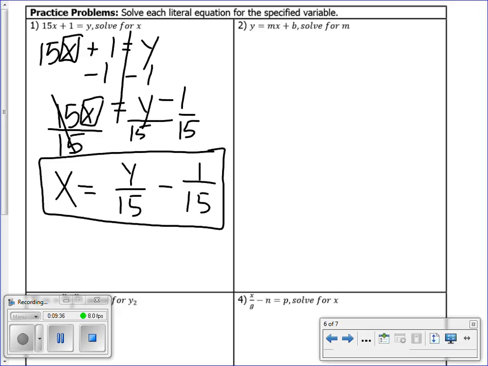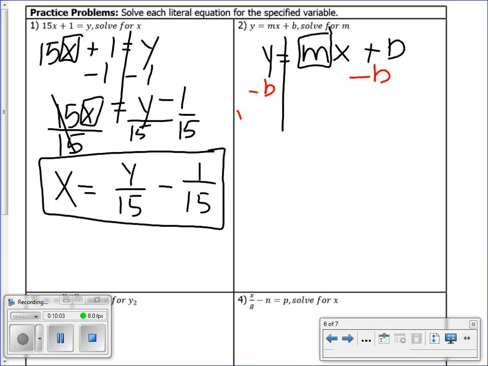Number 2, it's asking you to solve for m. So we have y equals mx plus b. So we're going to put a box around m. It's very similar to the last problem we just did. We just don't have numbers. We have all letters instead. I'm first going to cover up that mx, and I'm going to say, oh, this plus b. How do I move plus b to the other side? I subtract b from both sides. So we get y minus b equals mx.